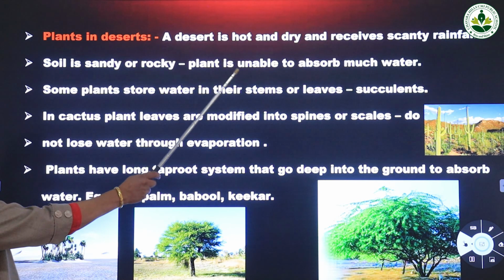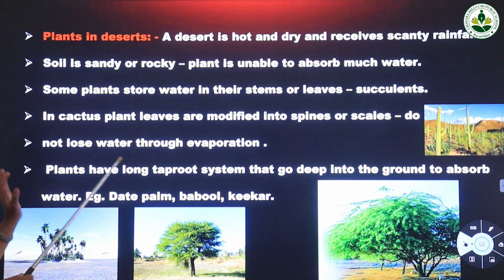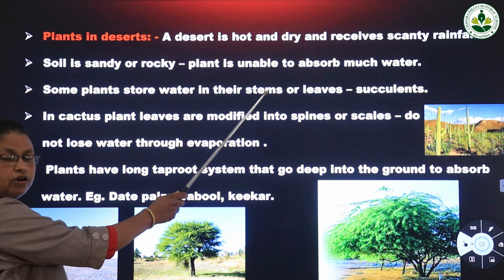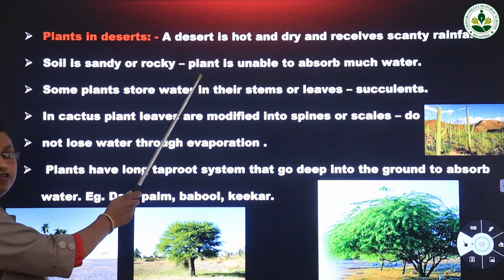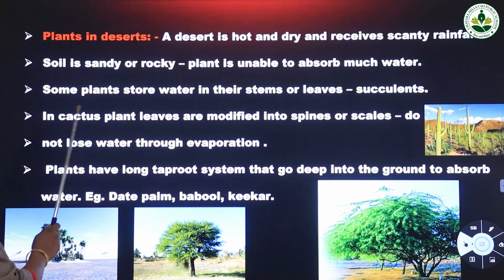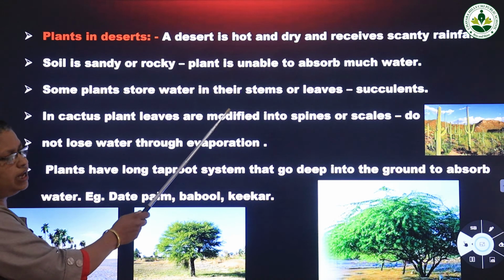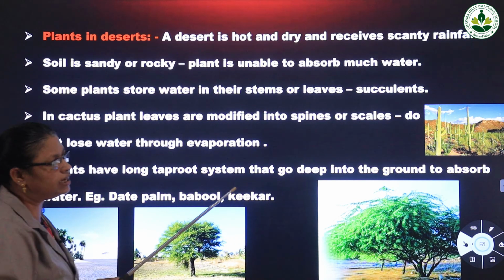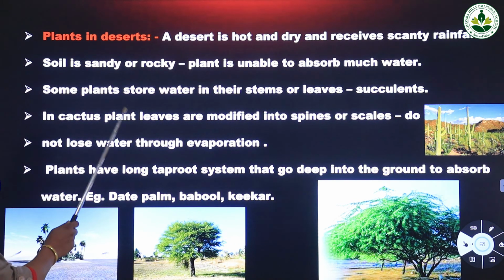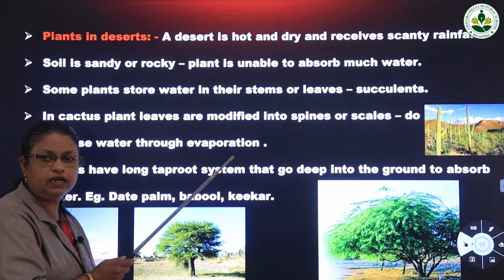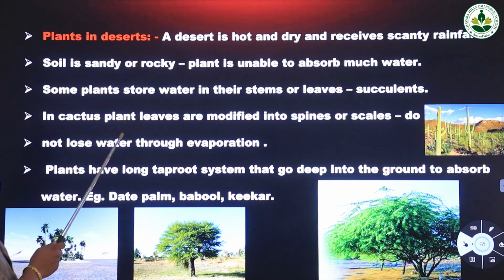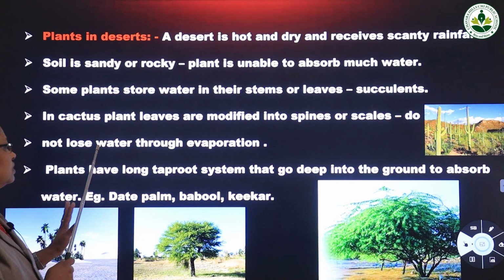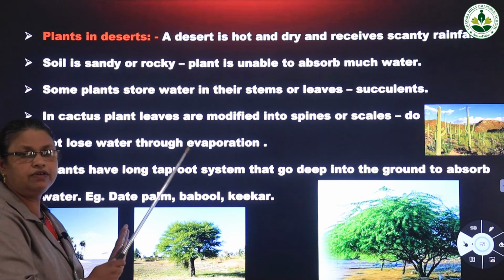A desert is hot and dry and receives scanty rainfall. Soil is sandy or rocky. Because of that the plant is unable to absorb water. There is less amount of water in the soil. Some plants store water in their stems or leaves, and such fleshy plants are called succulents. Okay, what are succulents? Plants that store water in their stems or leaves are called succulents. In cactus plant, the leaves are modified into spines or scales to reduce the loss of water by evaporation.